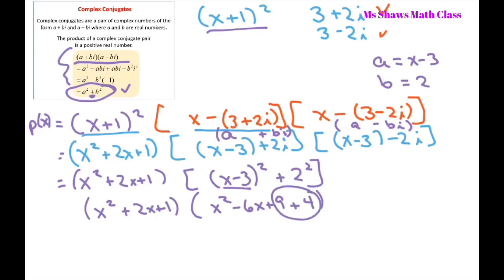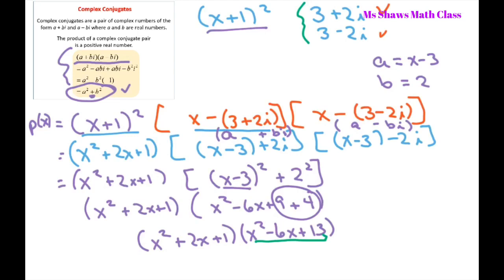And this equals 13. So finally, we have x squared plus 2x plus 1 times x squared minus 6x plus 13. Now, if you were given this to factor on a test, you'd have to use a quadratic formula. And when you used it, you would get these two zeros, complex zeros. Now, to form our polynomial, you're going to have to combine all these terms, like FOIL this out. And you're going to get 9 terms.